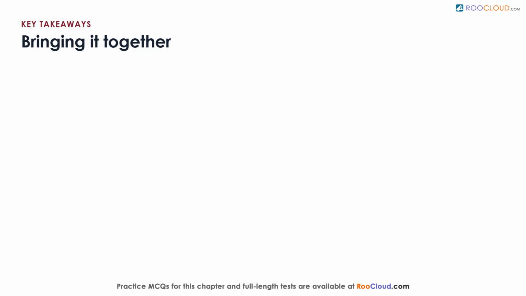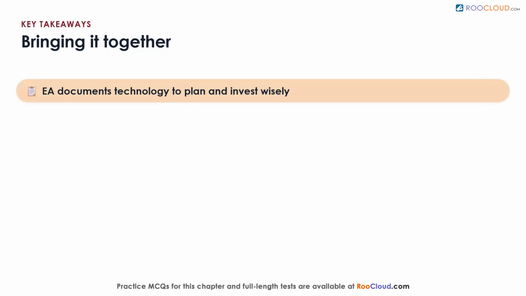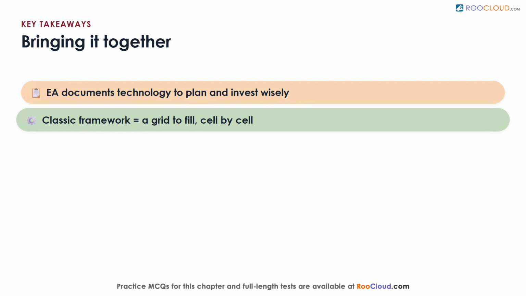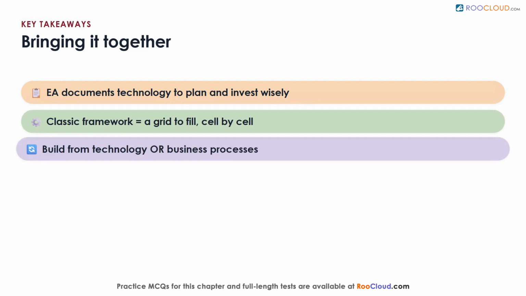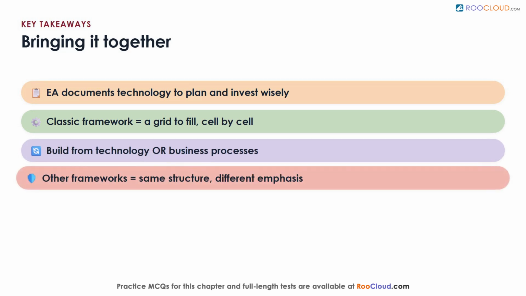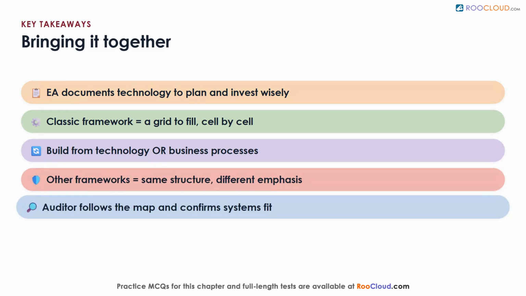So let's bring it together. Enterprise architecture documents your technology so you can plan and invest wisely. The classic framework lays it out as a grid to fill, cell by cell. You can build it from the technology side or the business process side. Other frameworks offer the same structure with different emphasis. And as the auditor, you follow the chosen map and confirm the systems fit it. Hold this and complex estates stop being a mystery.